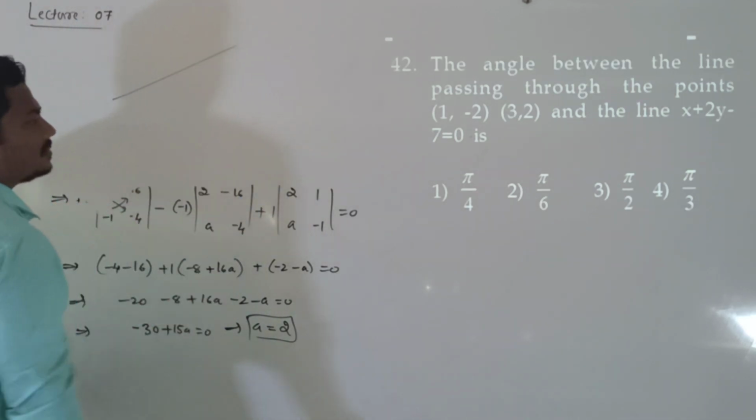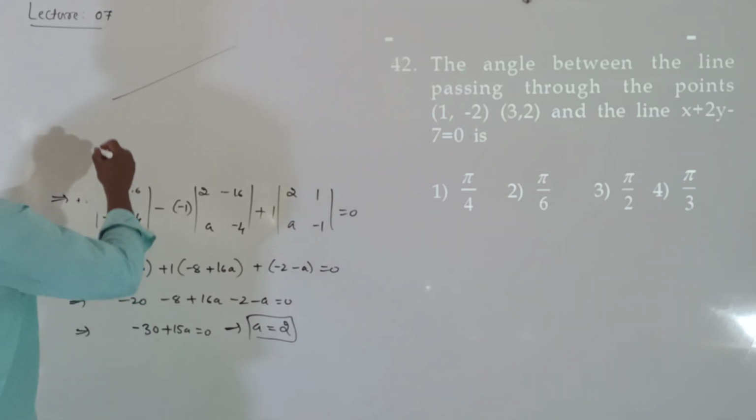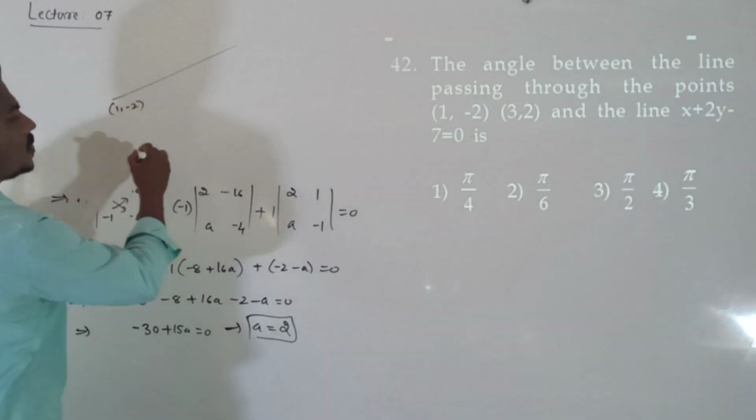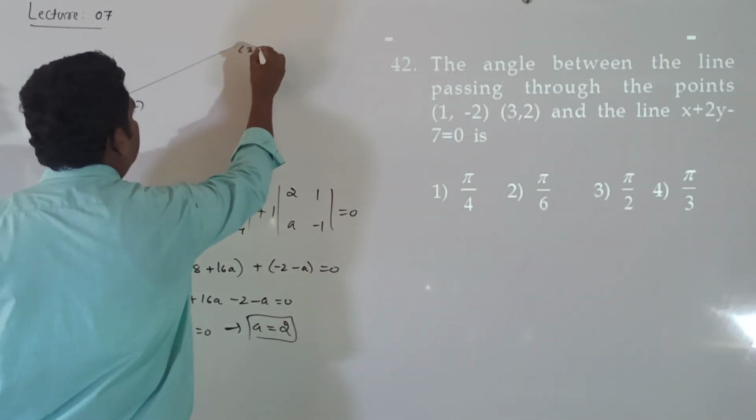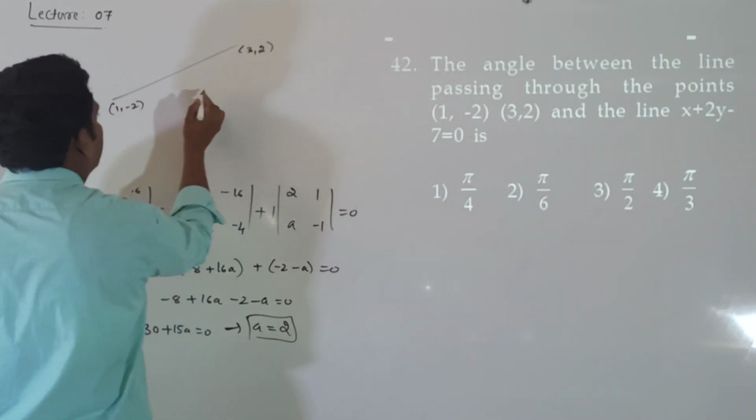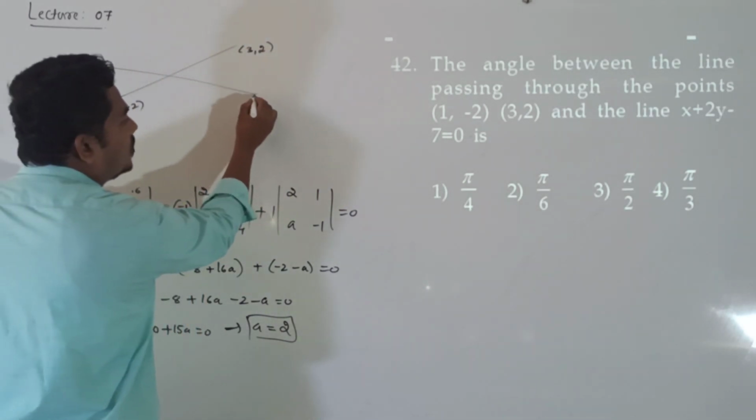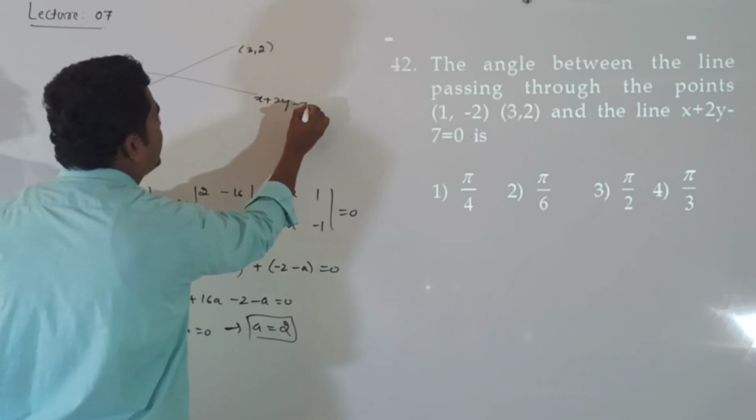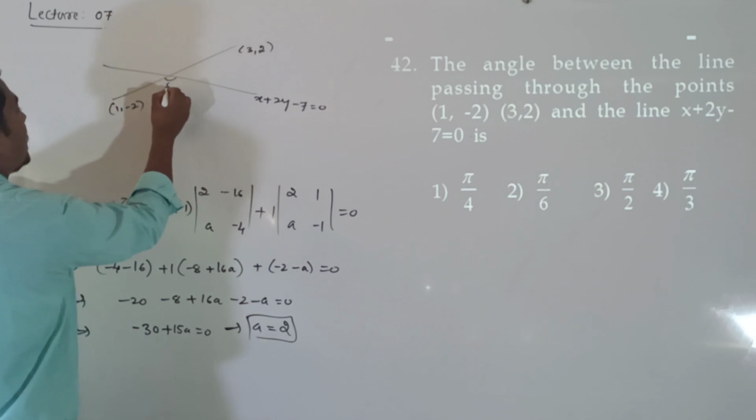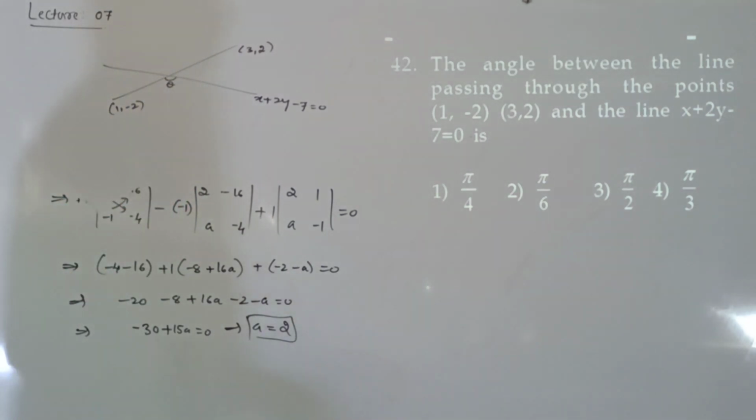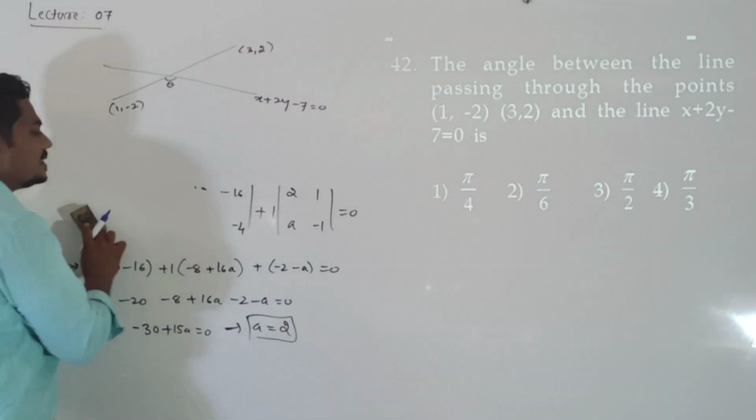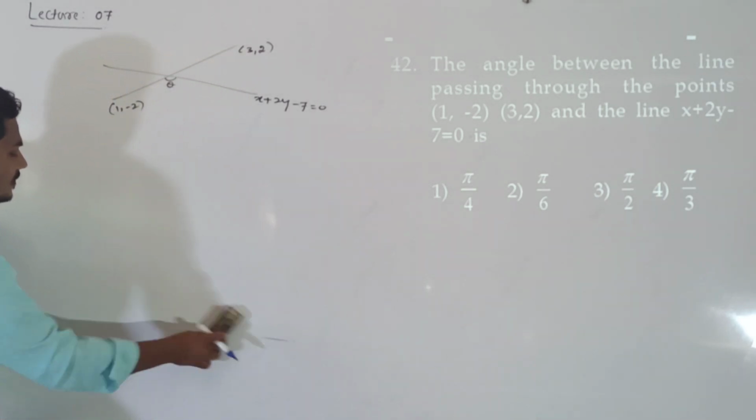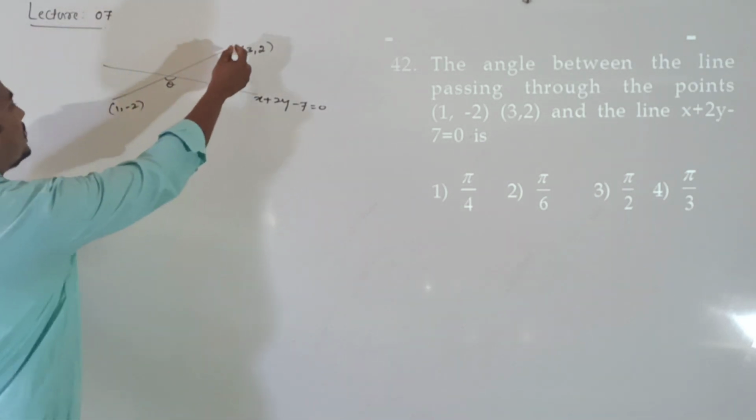Angle between the line passing through (1, -2), (3, 2) and another line whose equation is also given, that is x + 2y - 7 = 0. We need to find the angle between the two lines. For finding the angle between two lines, we need their slopes, right? Tell me what is the slope of this line.